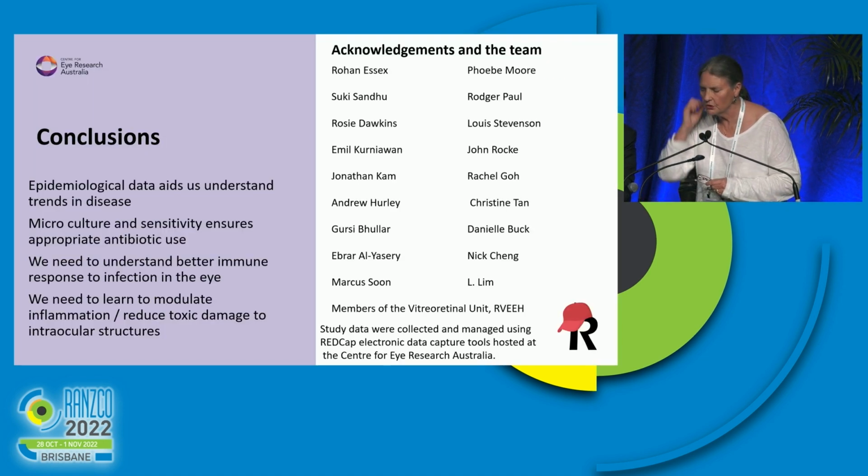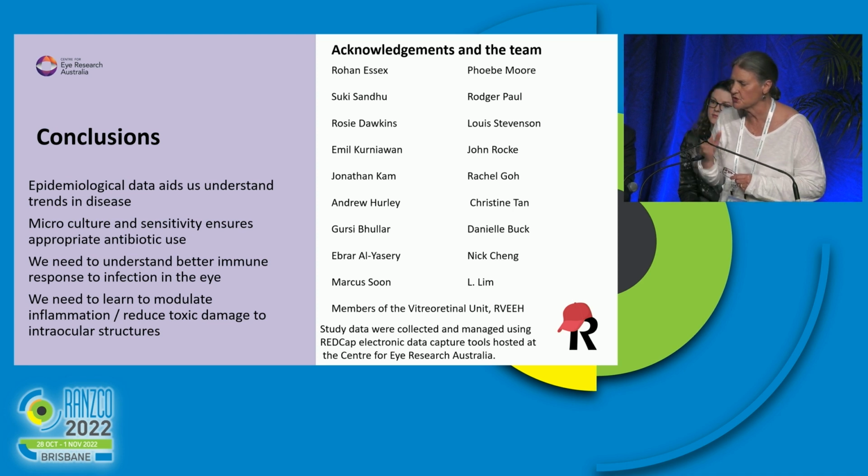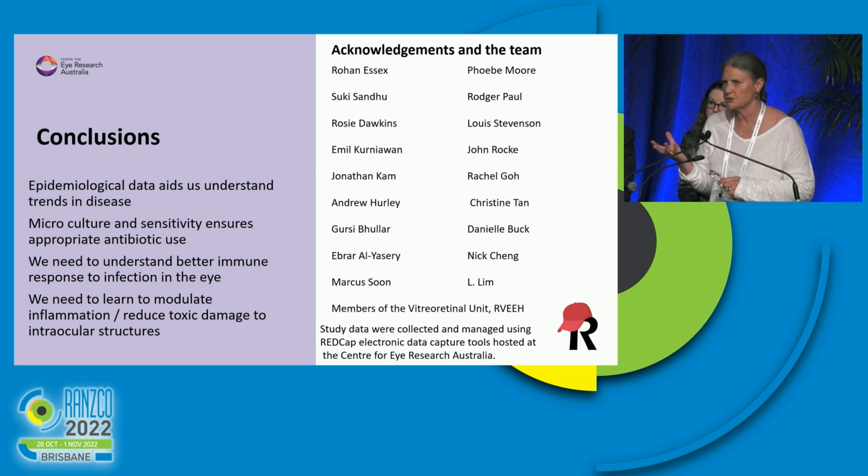So I wanted to conclude by saying that the registry aids us to understand trends in disease. Microculture and sensitivity ensures that we use the appropriate antibiotics, but we do need to improve our identification of microorganisms. We need to better understand the immune response in the eye, and we need to learn to modulate that immune response to try to get better outcomes for our patients.